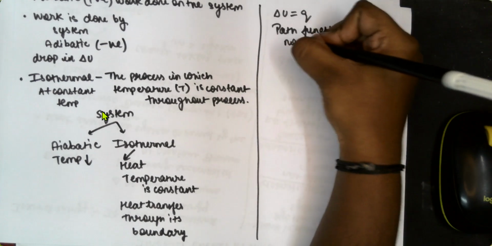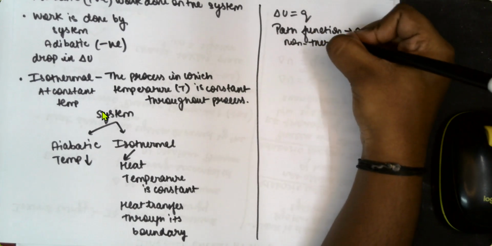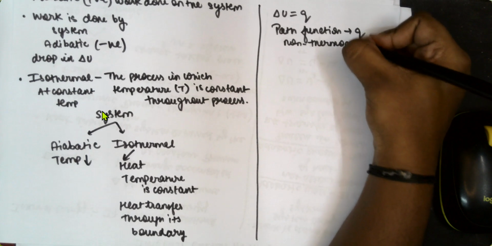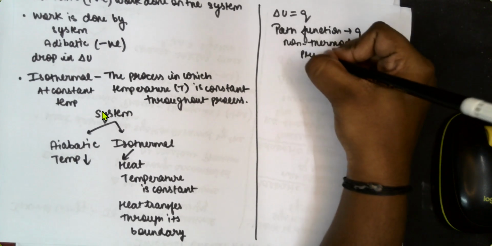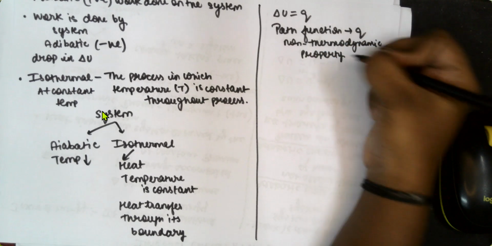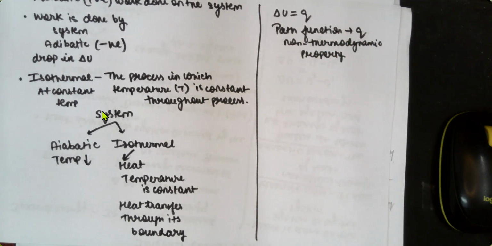So q, that is heat transfer, is a non-thermodynamic property, small q. And in this case, this is equal to the change in internal energy. What is internal energy? It is a thermodynamic property. So how to represent that? Delta capital U. So delta capital U is equal to q. Got it? And there is no work done at constant volume.